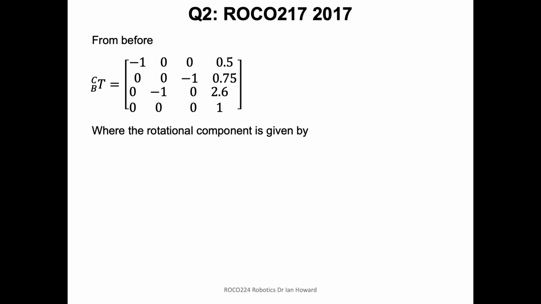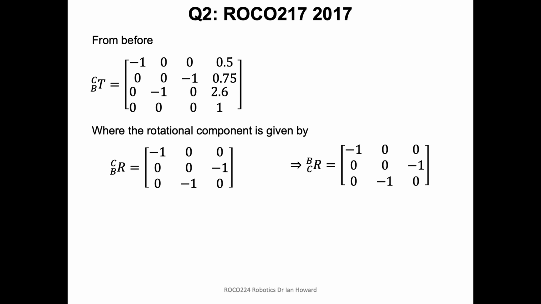Before, we had the homogeneous transformation B to C, right? Basically we want to get the inverse of this. So we can take out the rotational component, and because it's a rotation matrix, we can just transpose it in order to get the opposite, or the inverse transformation. That's easy to do. So in other words, rows become columns, rows become columns, rows become columns, right? So that was an easy thing to do.